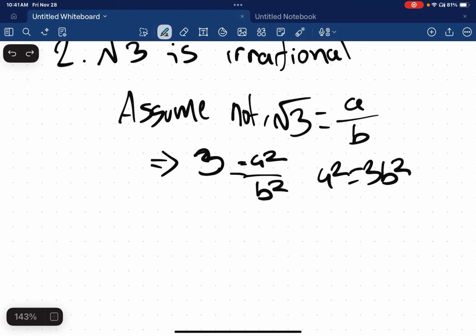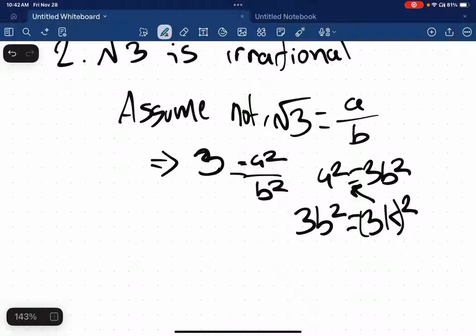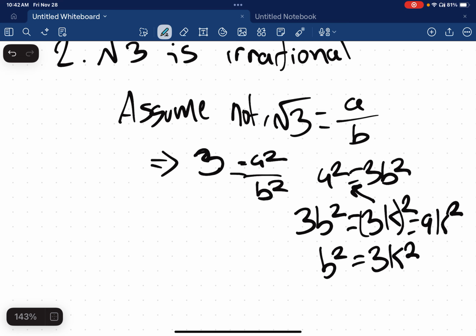Let me get that out of there. That means that we can write 3b squared equal to some number that's divisible by 3 also. Since we know a squared is divisible by 3, it can equal this number, which is equal to 9k squared. So that means b squared is equal to 3k squared.